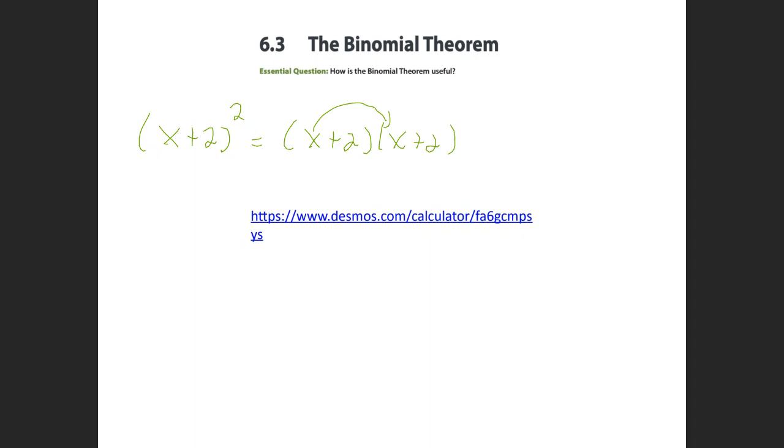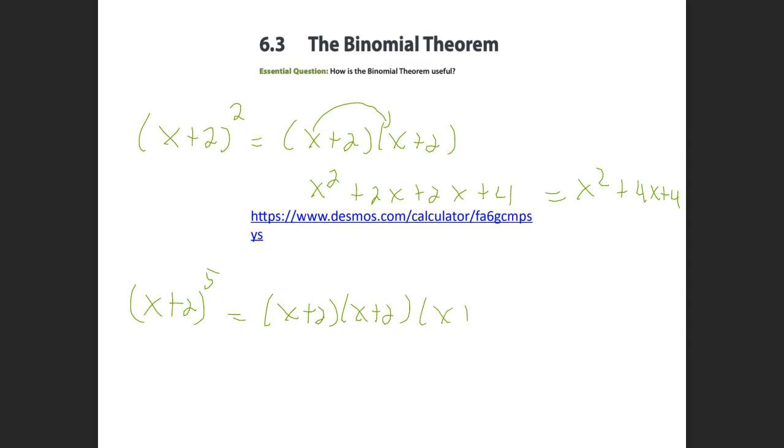I just multiply, so that gives me x squared plus 2x plus 2x plus 4, or x squared plus 4x plus 4. But what happens if I asked you to do this, x plus 2 to the 5th power? Well, that means I have to multiply x plus 2 times x plus 2 times x plus 2 times x plus 2 times x plus 2. Oh my goodness. That's going to be tough.